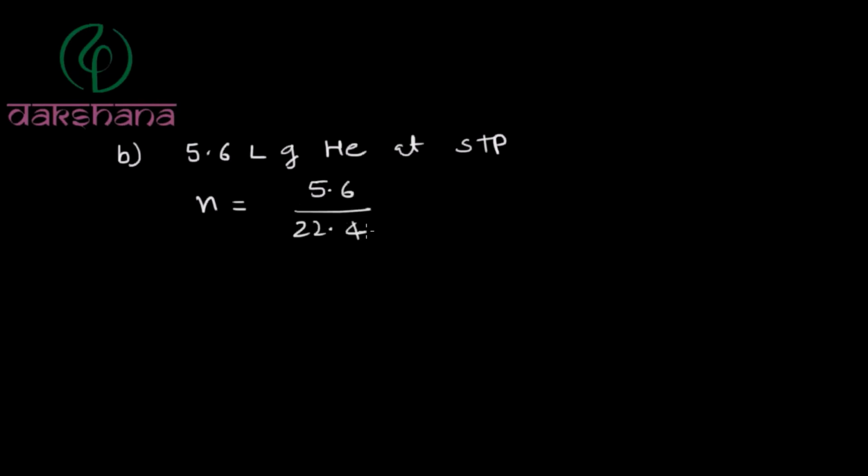Okay, now let's see part B. In part B, it's saying that 5.6 liters of helium at STP. So I have to find the number of moles. The formula is number of moles equals given volume upon 22.4. So this will give me number of moles equals 1 by 4. Now helium, the most stable form of helium is He. So it's monatomic.